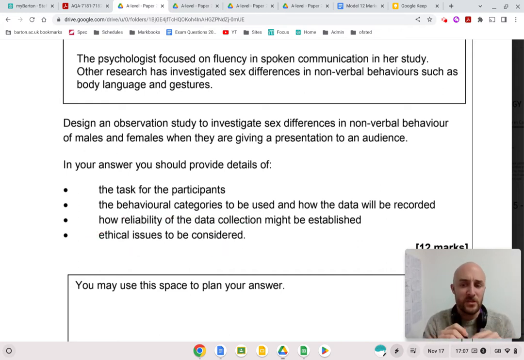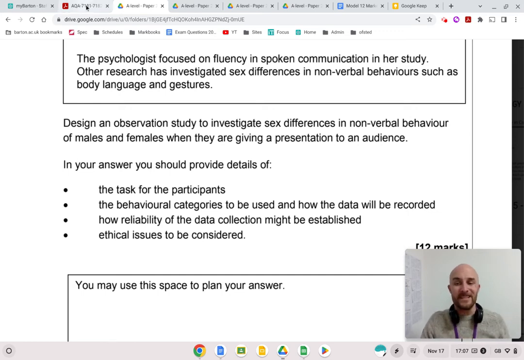So one key thing to note down is that the 3 or 4 tasks they do will be relevant to the type of study they are asking you to do. So if they're asking you for an observation, then they're probably going to want behavioral categories. Maybe they'll look at event or time sampling.